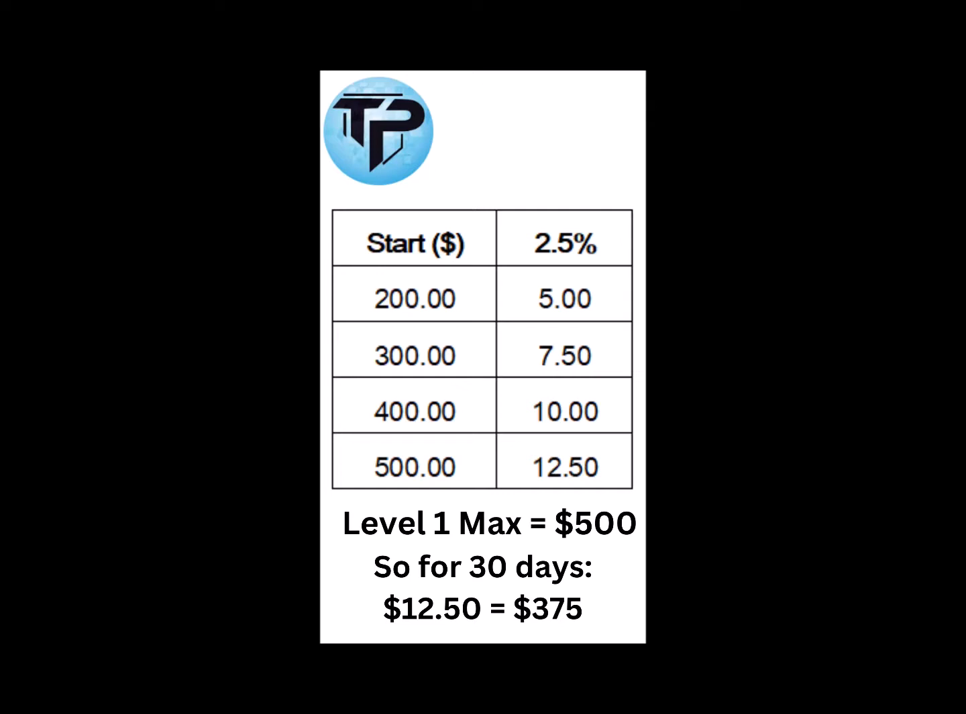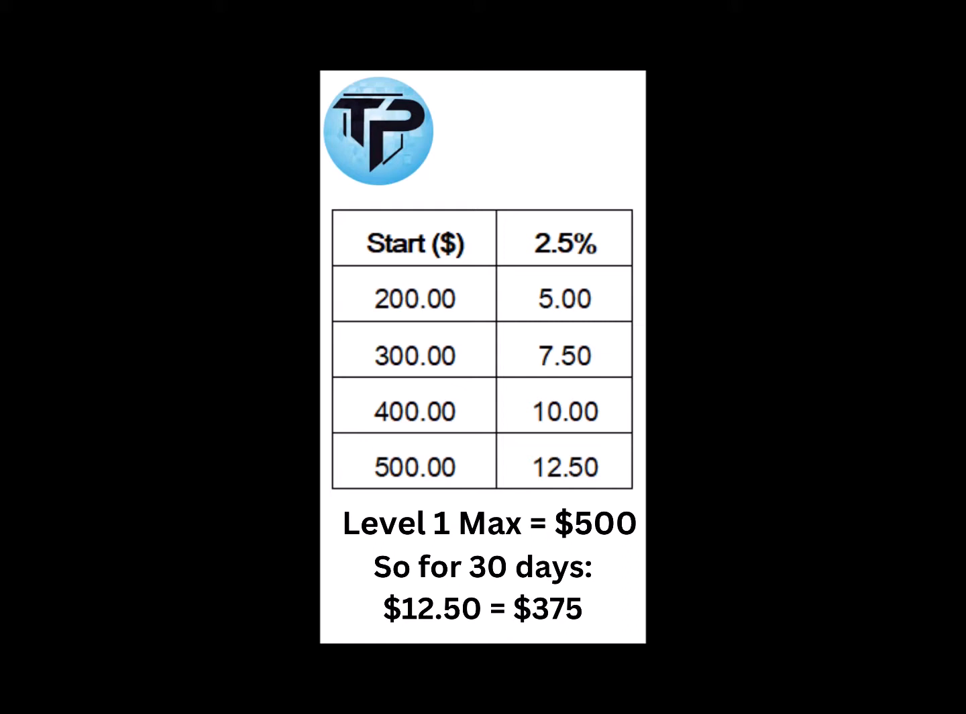When you get up to $400, then you're making $10 a day. That takes you 10 days to make your next $100. When you get up to $500, which you will do as a matter of time, then you're making $12.50 a day.